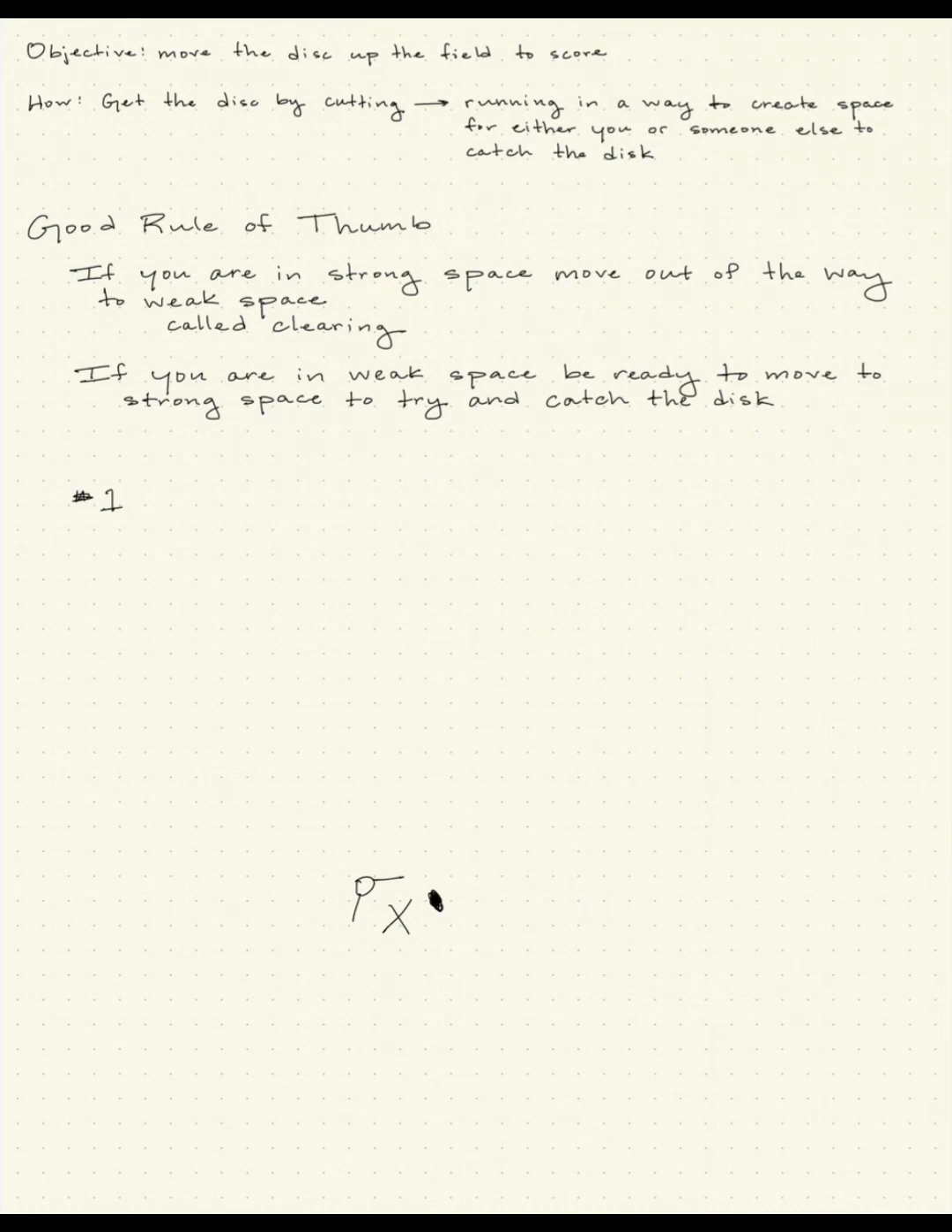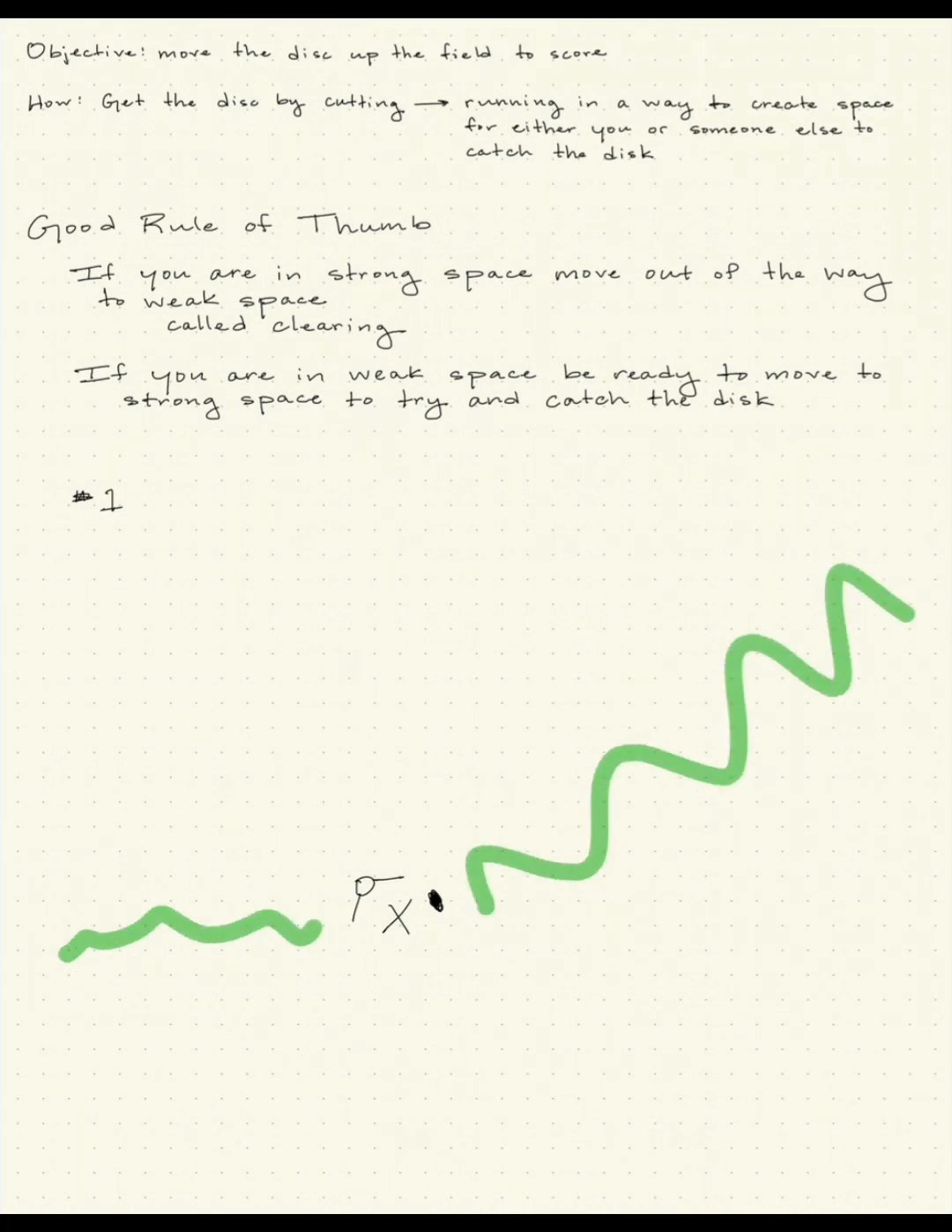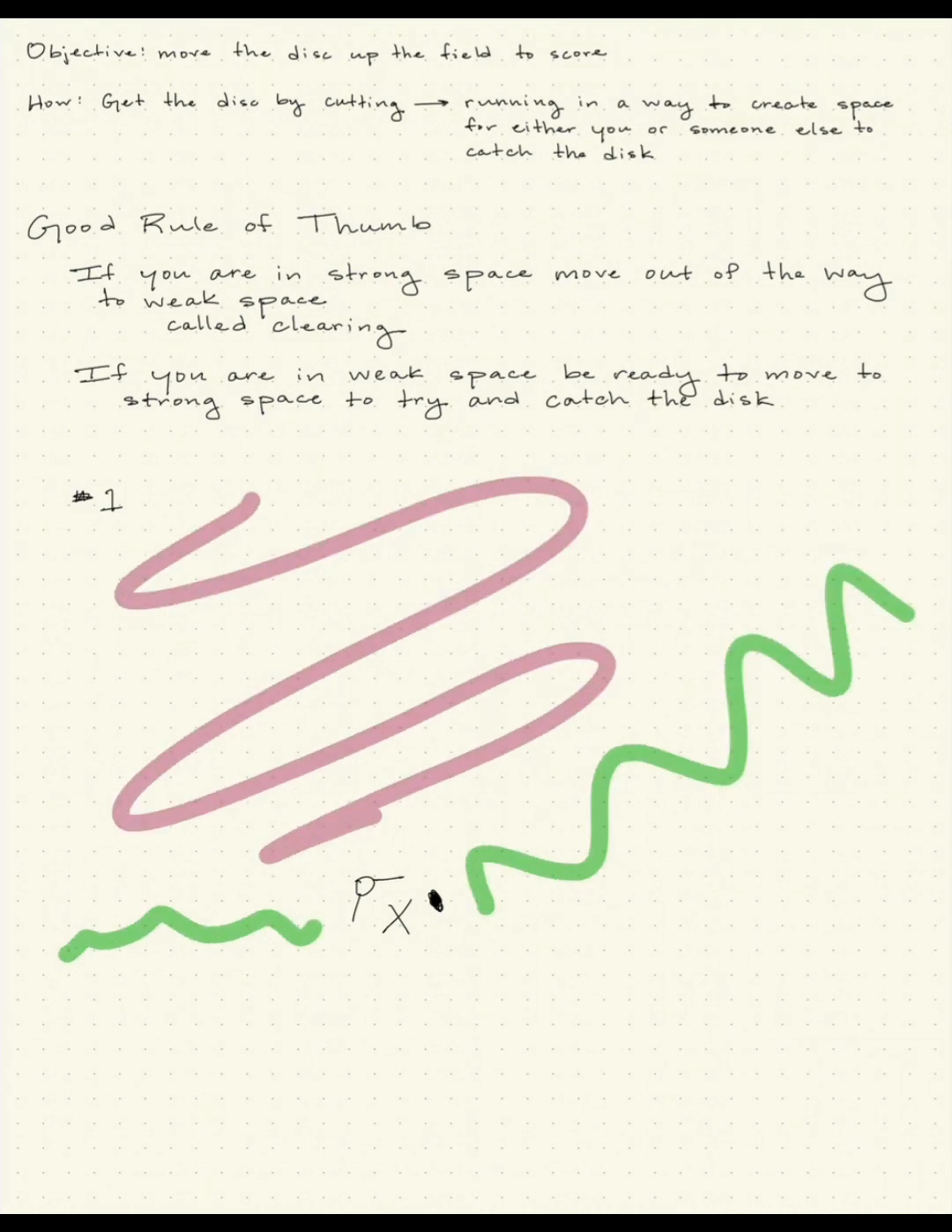Step 1, identify the strong space and the weak space. Step 2, figure out whether you're in strong space or in weak space. Once you've figured out what kind of space you're standing in, you can then make the appropriate movement. Step 3, move. And that's strong and weak space.